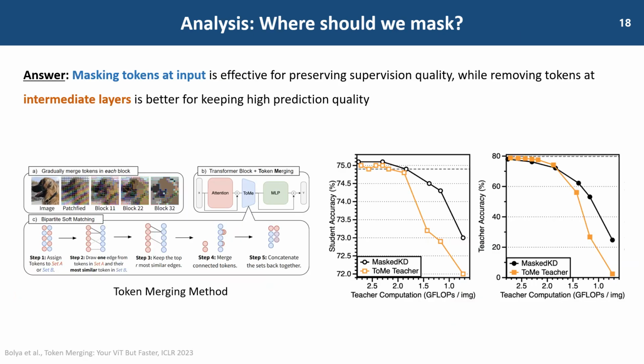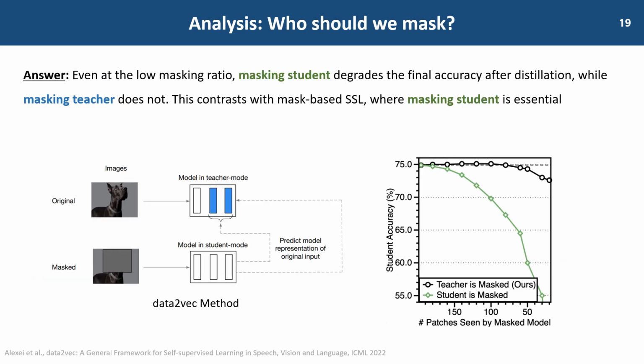Another question concerns where we should apply masking. We compared MaskedKD with ToMe, a method that merges tokens at intermediate layers. Masking tokens at the input level is more effective for preserving supervision quality. Lastly, we investigated whether it's better to mask the teacher or the student. Even with a lower masking ratio, masking the student degrades the final accuracy, while masking the teacher does not.